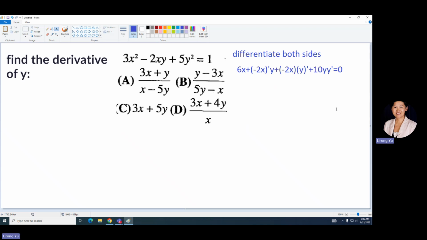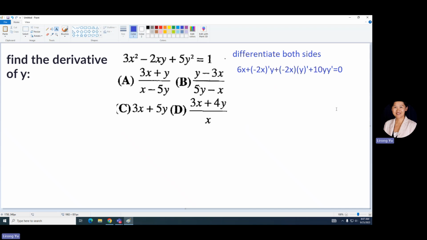When you're differentiating 5y squared, you will apply power rule again, so it's going to be 10y. But y is a function, so y behaves like an inside function. So when you're differentiating the y term, you have to multiply by y prime. That is dy/dx, the derivative of the function. So this is caused by chain rule.